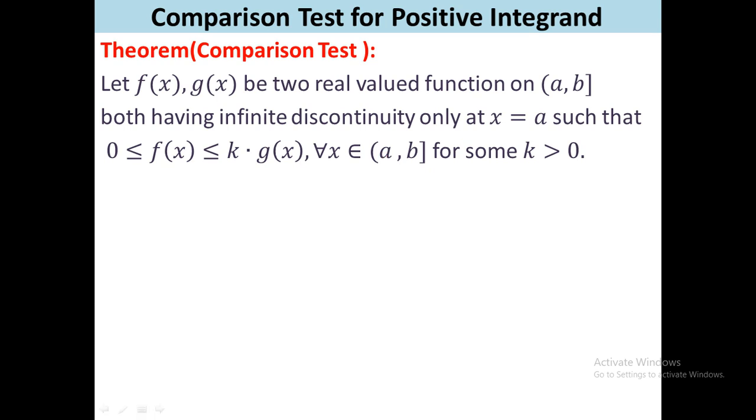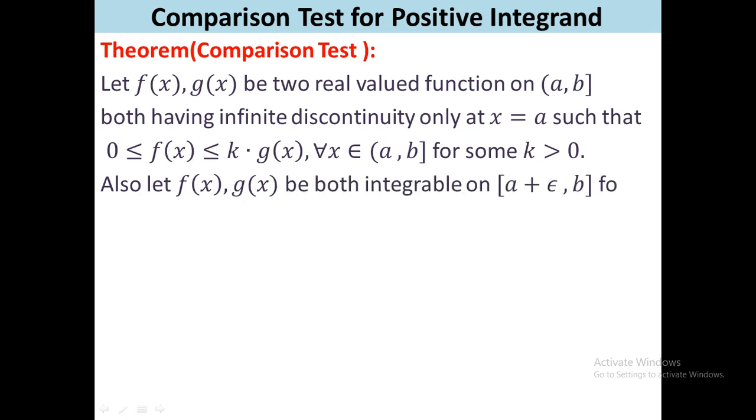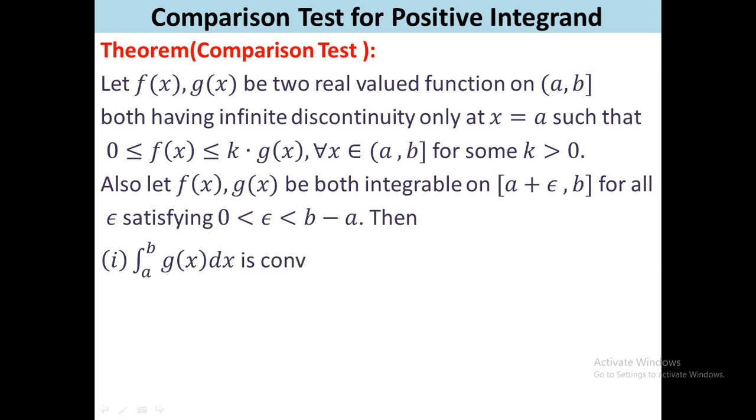That means after a, that is from a plus something to b. Also let f and g both be integrable on a plus epsilon to b. That is, f and g are both integrable from after a to b, therefore a plus something to b. Clearly epsilon is a positive quantity, it must be less than the length of the interval, that is this must be less than b minus a. Then the comparison test implies that if g(x) is convergent, then f(x) is also convergent.